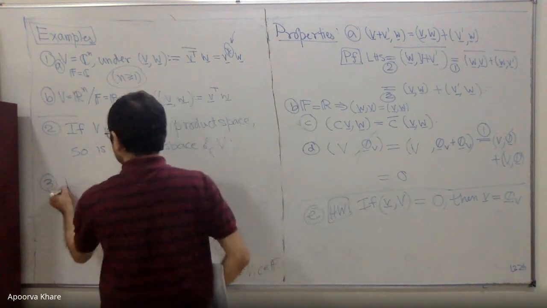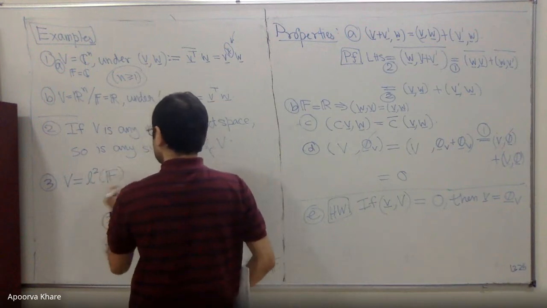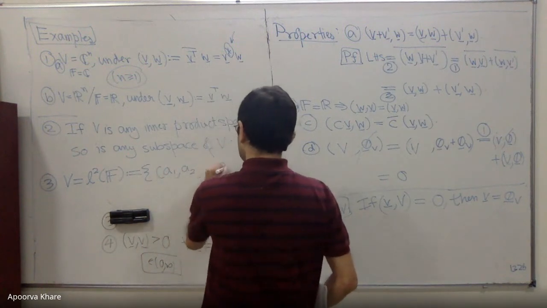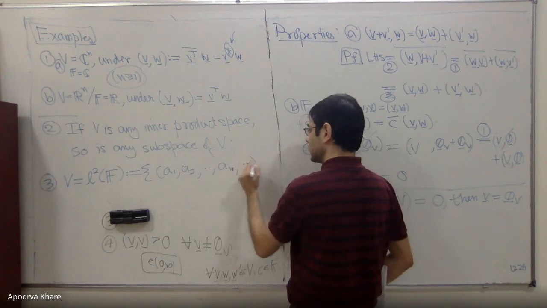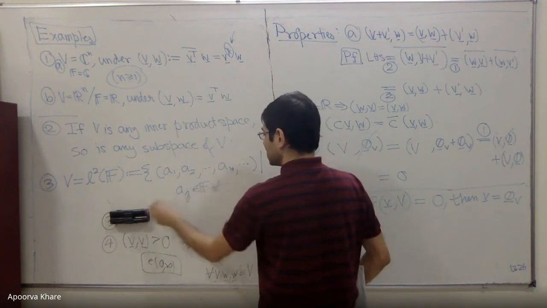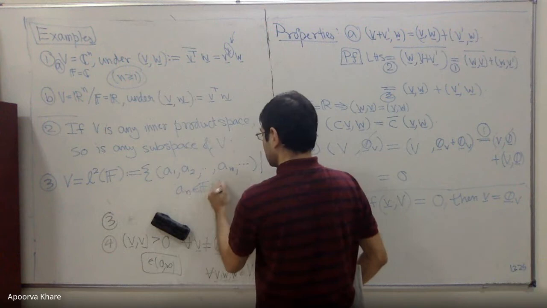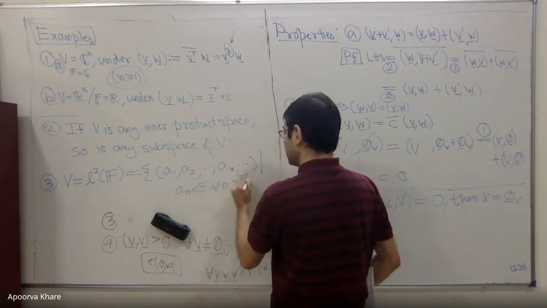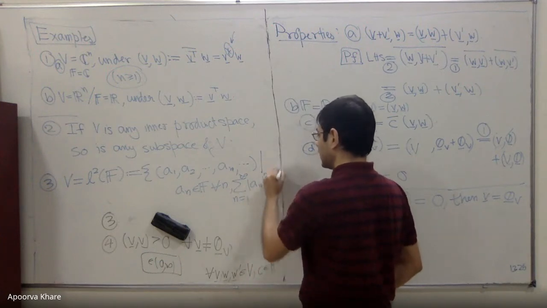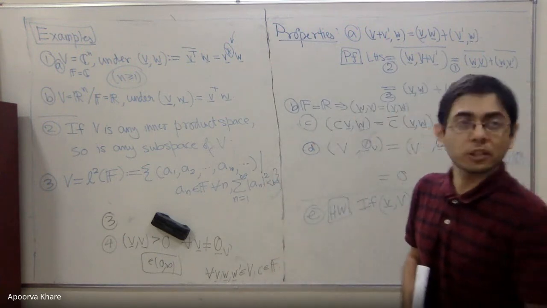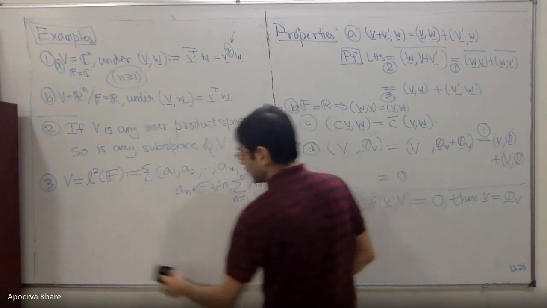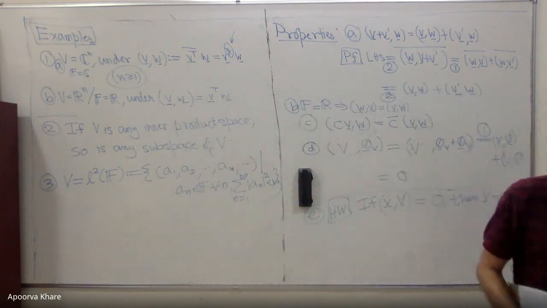Yeah. How about V equals L2 of F? What does this mean? This is defined to be the sequences A1, A2, AN, and it goes on, infinite sequences, such that AN belongs to F for all N, and the summation n equals 1 to infinity of mod AN square is finite, because mod AN is a real number. That is the condition for L2. These are square summable sequences, as we call them, of complex numbers.